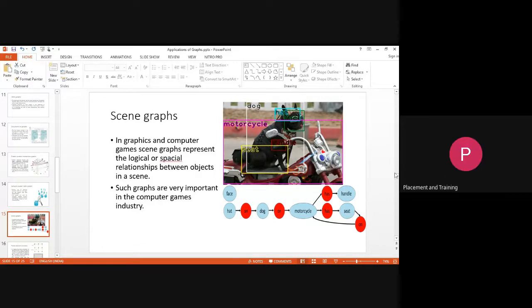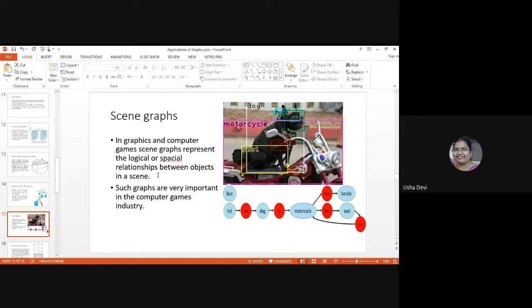Ma'am, directed cyclic graph, ma'am. Directed cyclic graph, yes. We can say cyclic graph also. If a direction is mentioned and only one way is possible, then you can mention it with the help of an arrow mark, and that is called a directed graph. This is the best example for scene graphs.